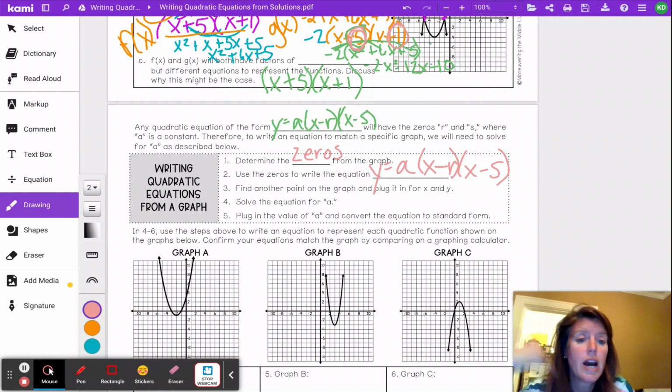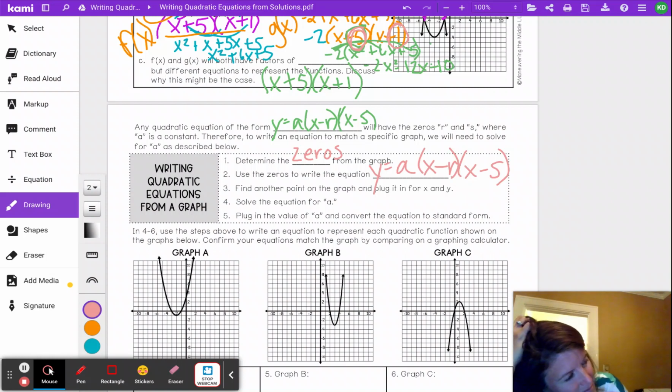Then you're going to solve it for a, and then you're going to plug in that value of a to take it from that weird equation, y equals a times x minus r. You're going to FOIL it out, and then you're going to come up with your equation. Easy peasy, right? So easy. We'll get through this. I promise.